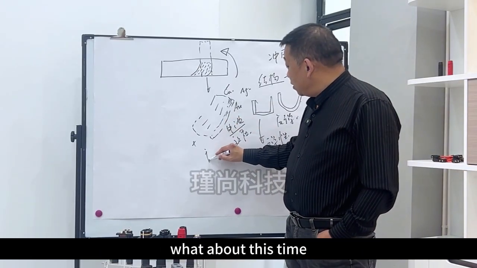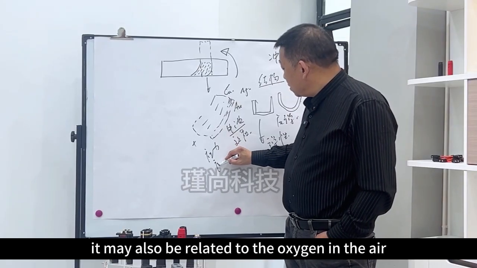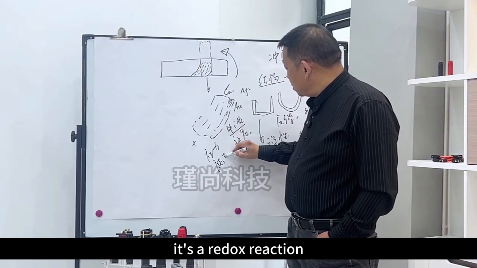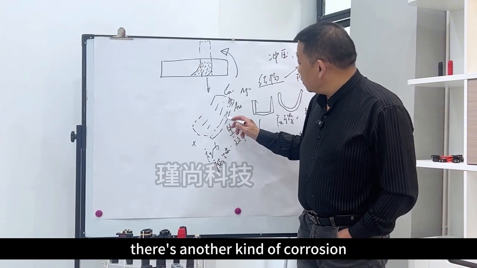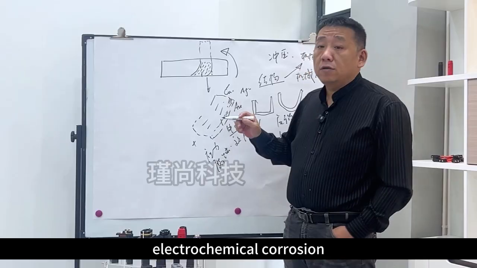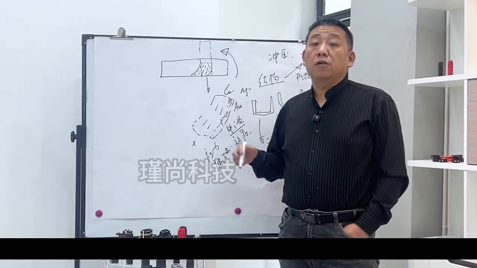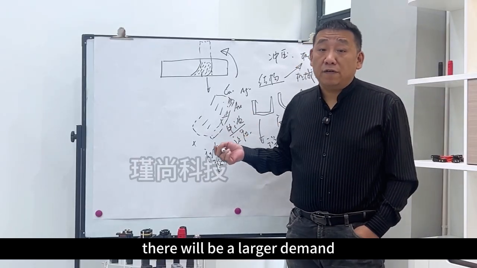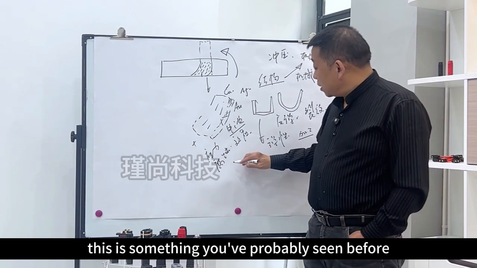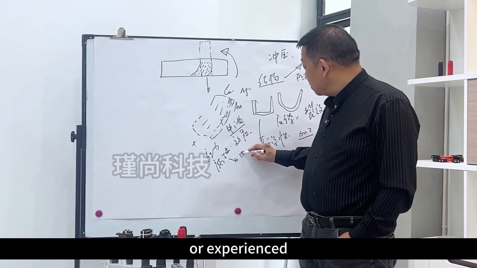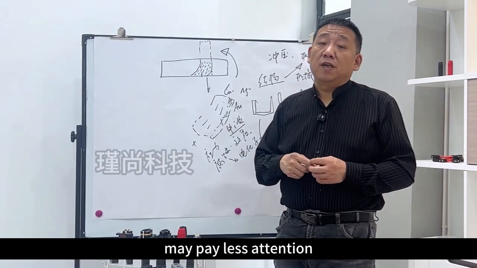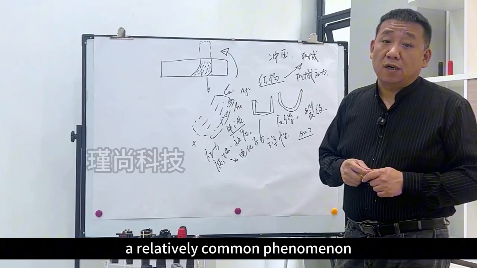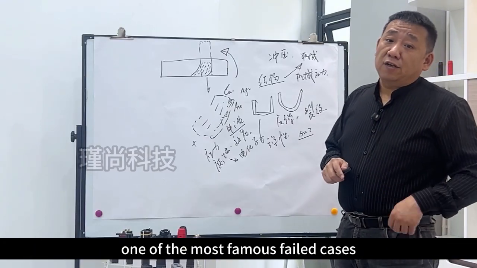At this time, it may also be related to the oxygen in the air. It's a redox reaction. There's another kind of corrosion, electrochemical corrosion. At this time, our products will have a larger demand. This is something you've probably seen before or experienced, but may pay less attention to. A relatively common phenomenon. One of the most famous failed cases?